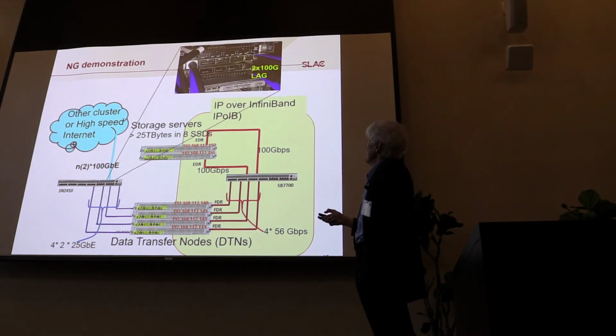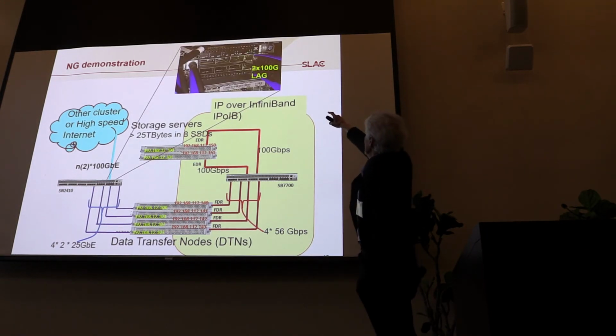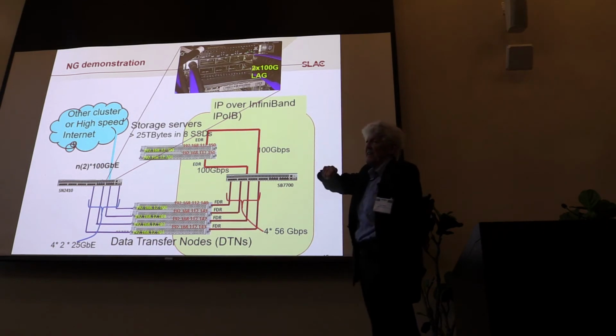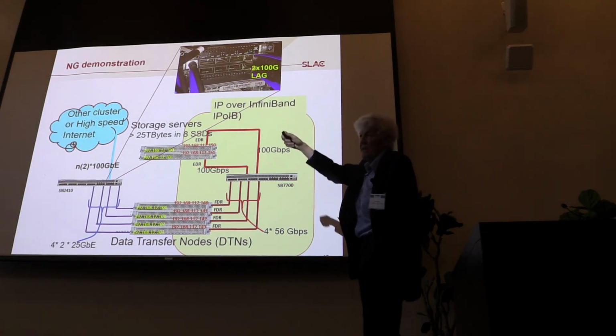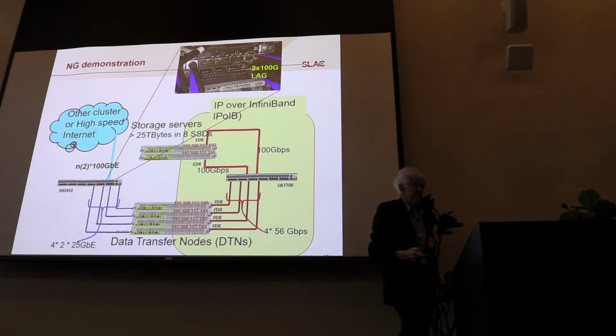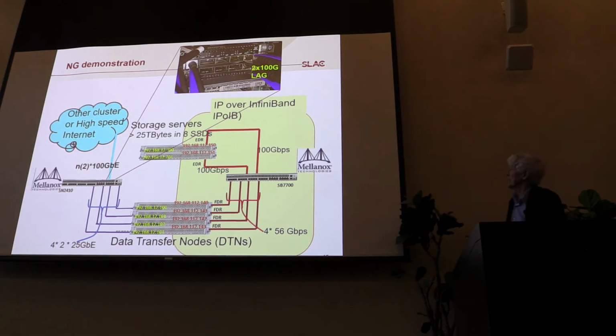In addition, though, we can also loop it back locally, and rather than sending data, just have a 2 times 100 link aggregate group between the 2 clusters. So we can test to make sure we can run at 200 gigabits per second.